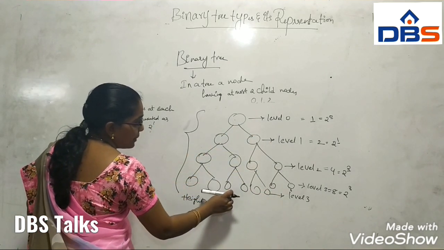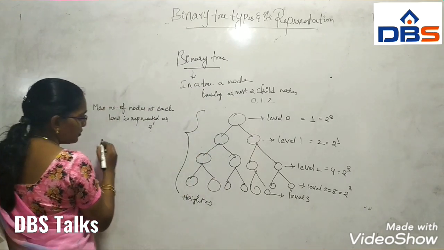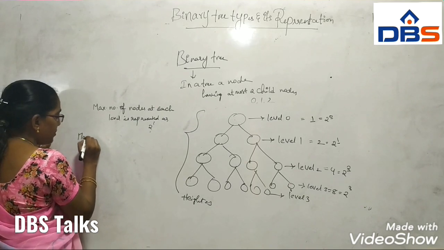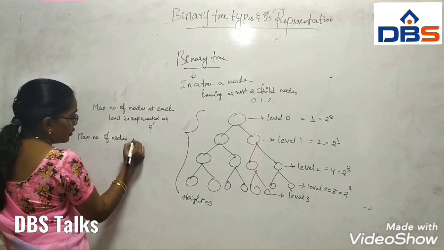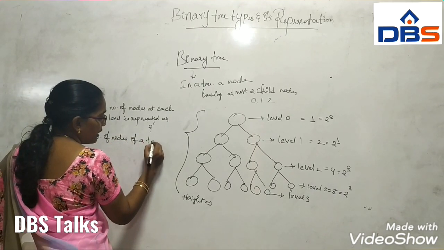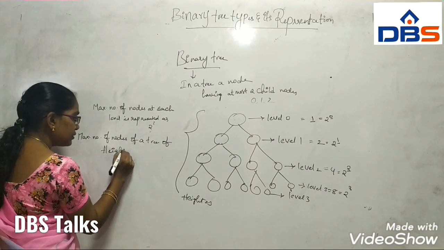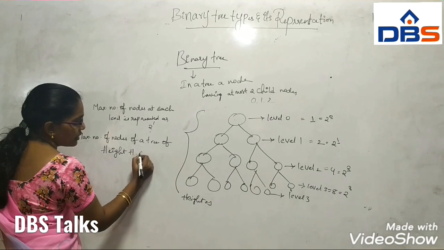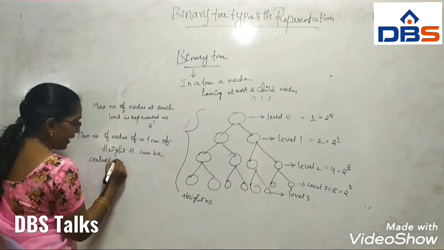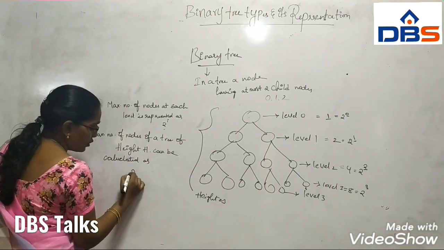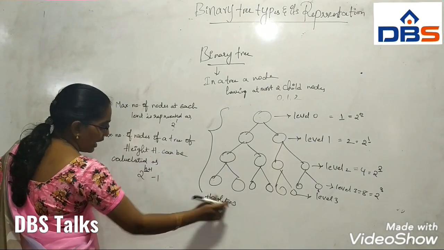At the maximum height, see how we have to calculate the maximum number of nodes of a complete tree of height h. It can be calculated as 2 power h plus 1 minus 1. Here h represents the height.